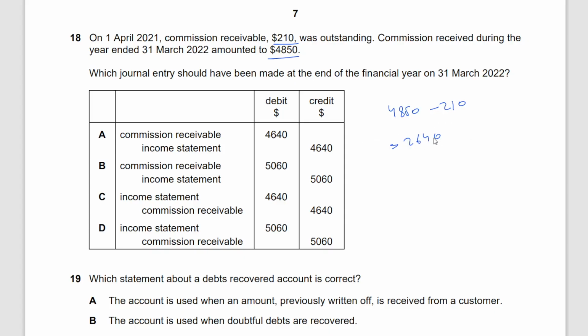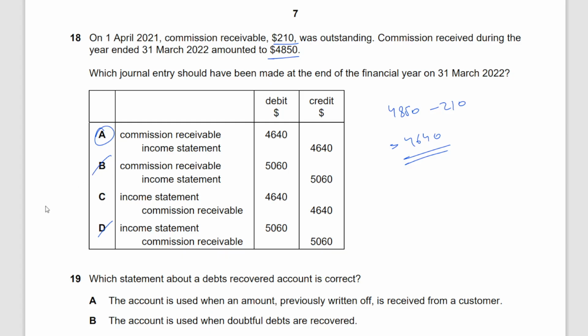Oh, wait, we don't have an option. Oh, no. What am I doing? It's not 2640, it's 4640. There we go. And it's one of these options, A or C. Now, you should have that knowledge. Your income statement is credited by the income. When you make an income, the income statement is credited. For this, you need to know the horizontal format of the income statement. There we go. A is the answer.